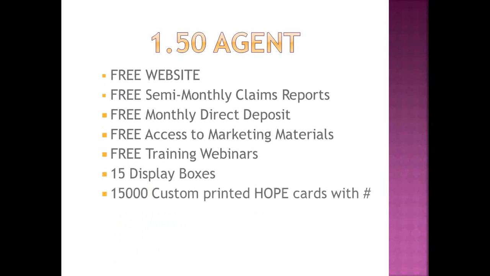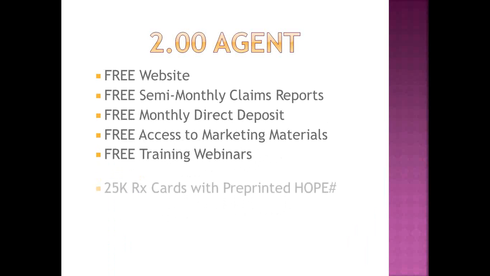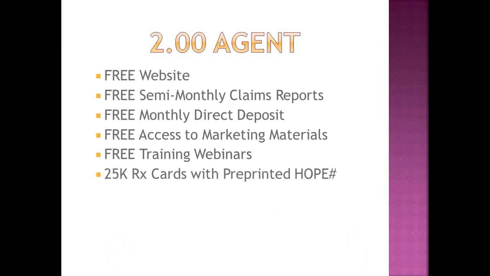$1.50, same thing. You're going to get 15 display boxes. You're going to get 15,000 cards printed with your HOPE number on it, and it's $1.50 per paid claim. Okay. $2 agent, which is the top of the ladder here. You get all the free stuff. You're going to get 25,000 cards with your order. And again, this is something that we're doing right now. So I'll show you what I mean by that. You're going to get 25 display boxes, and you're going to get paid $2 per claim, okay, per paid medication.